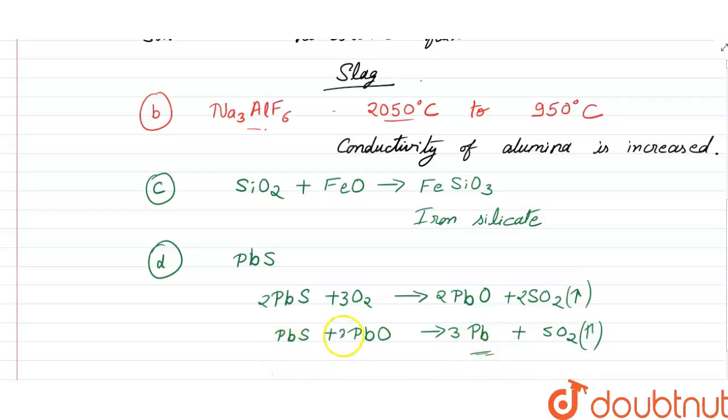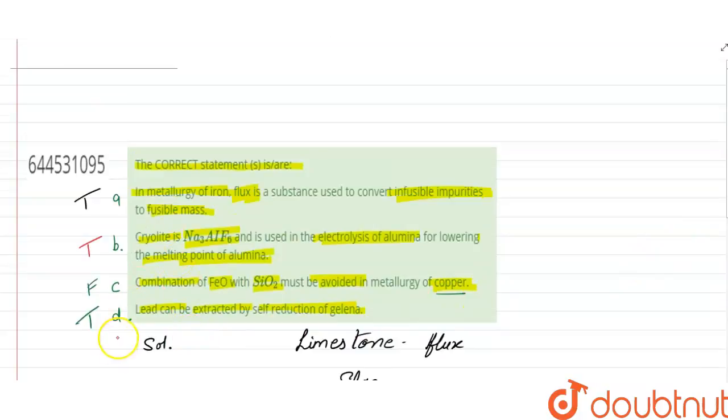Then let's balance this equation given here. So this process is termed self-reduction. That is, only oxygen is required and the reaction will go on and we can obtain the lead here. So we can say that 3 statements are correct here, that is A, B and D are correct, and the one statement which is false is C.